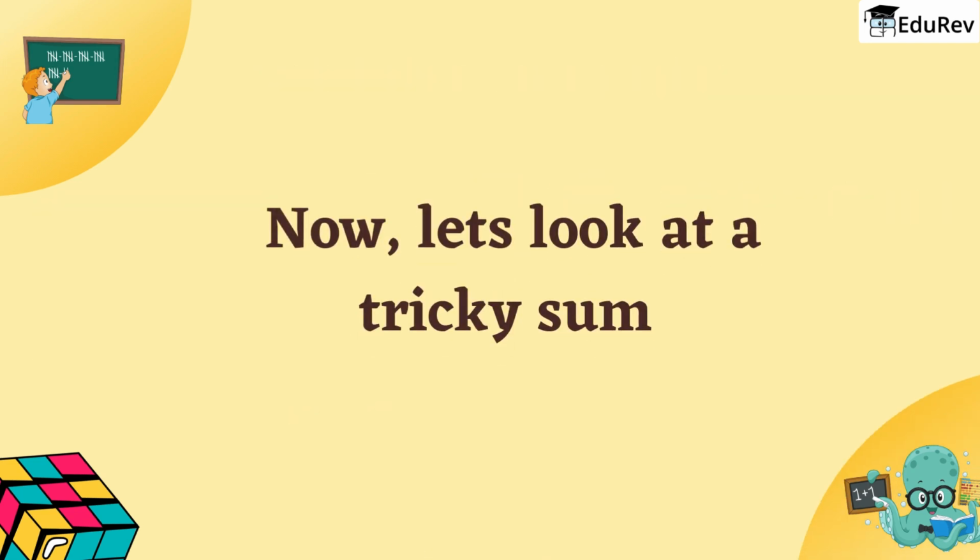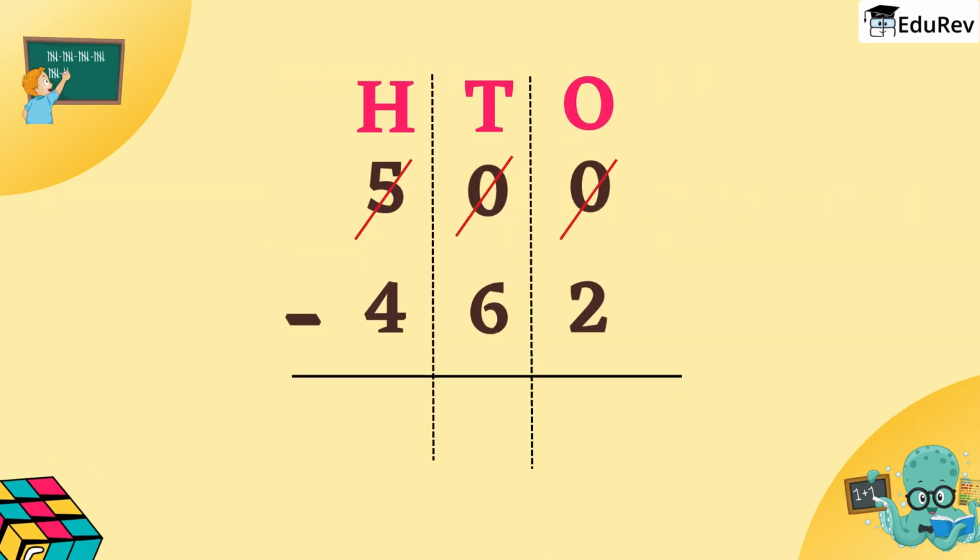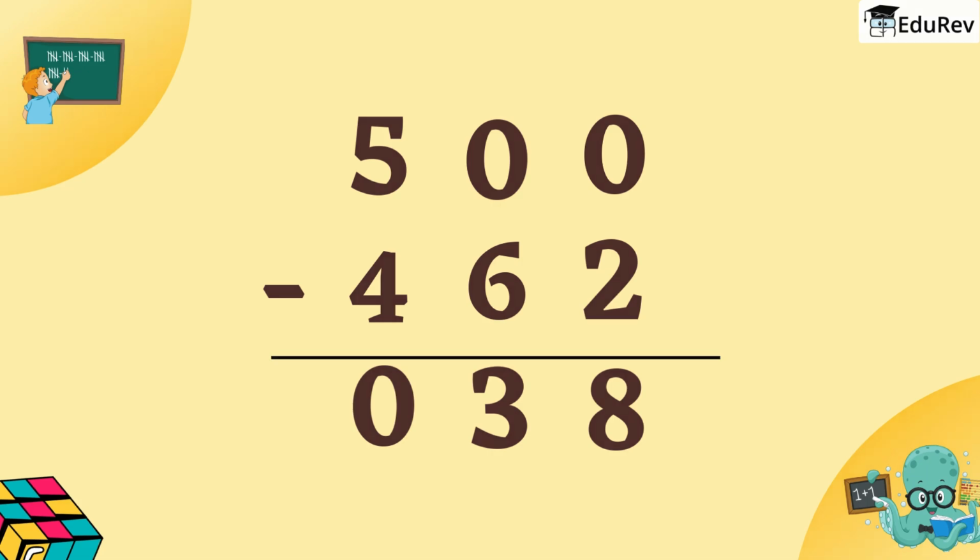Now, let's look at a tricky sum. We need to subtract 462 from 500. Here, we borrow again because the number at the top is less than the number at the bottom. After performing the steps carefully, we find that the answer is 038.